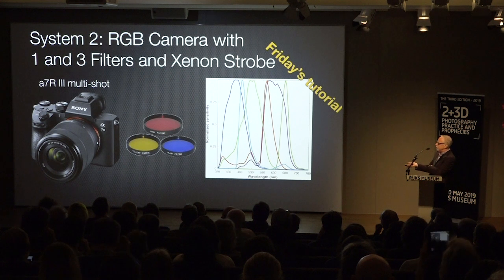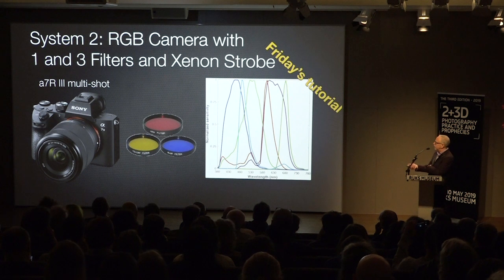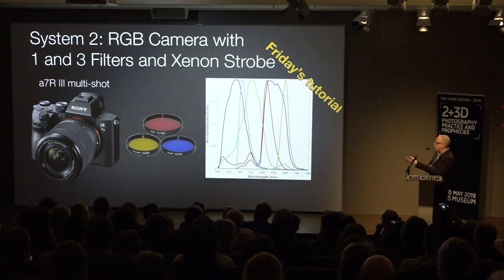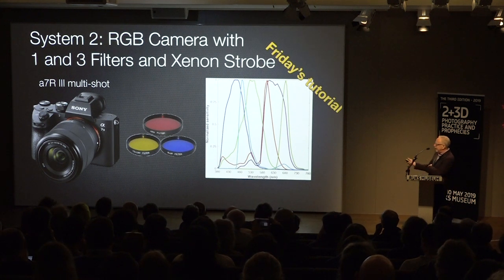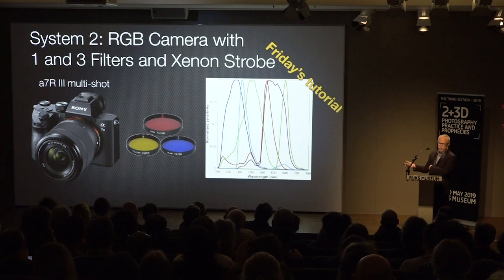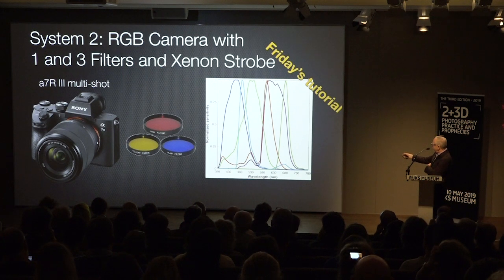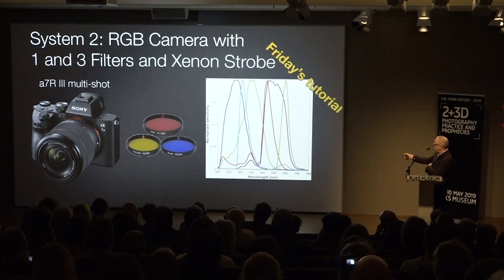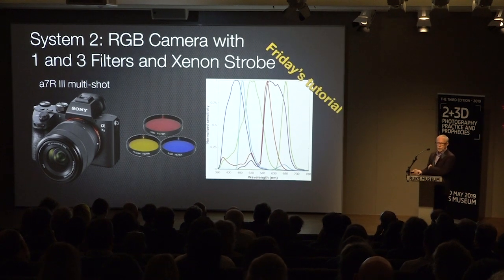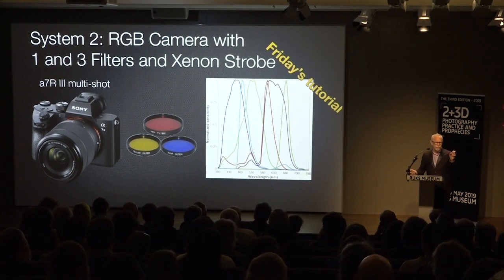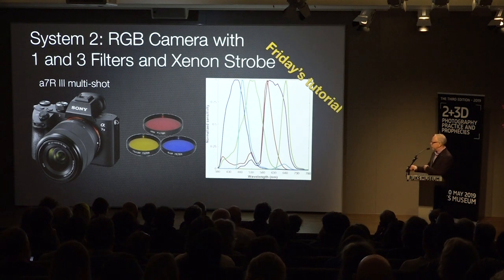Okay, the second system is this Sony A7R3 multi-shot, which is what I'm going to be using in Friday's tutorial. So this is work that was just done in the last month or so. And in this case, I'm using 1 more filter. So I'm adding a 3rd filter to this, and we'll see why at some point. And again, you can see here that the main difference is I've now replaced one of those greens, which was fairly redundant, with a long wavelength. So I've extended the range of the sensor, which is going to improve my spectral estimation.